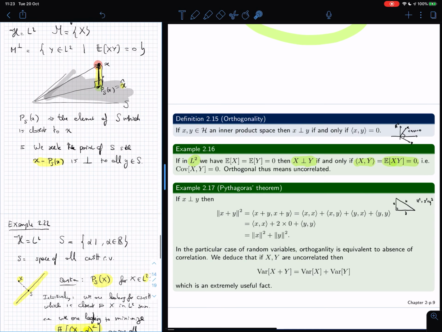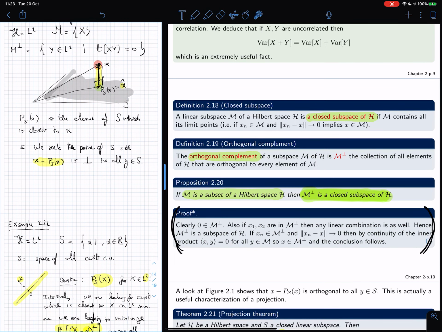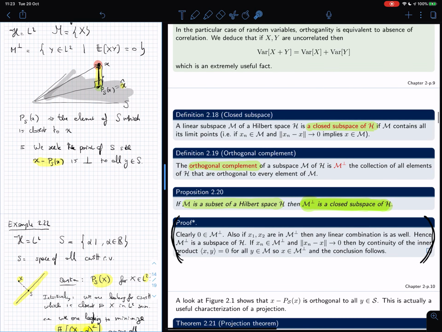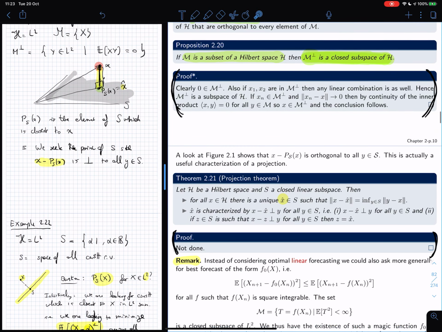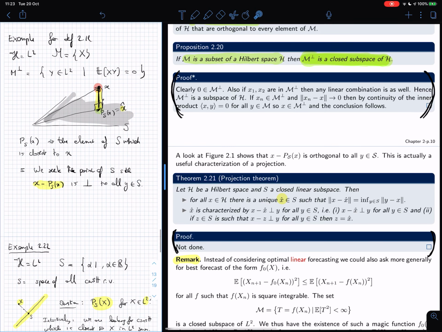Okay. So with this in hand, we need a few more things to be able to define the very important projection theorem. It says that in order to find the closest element in some set to a point x which is outside of the set, you need to check orthogonality.